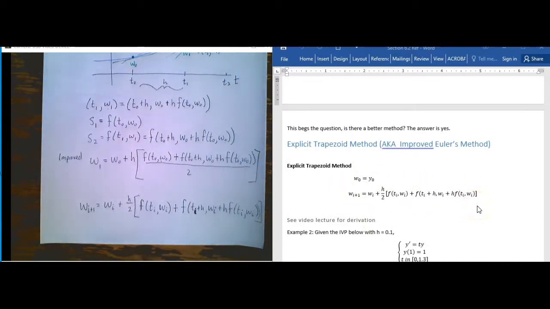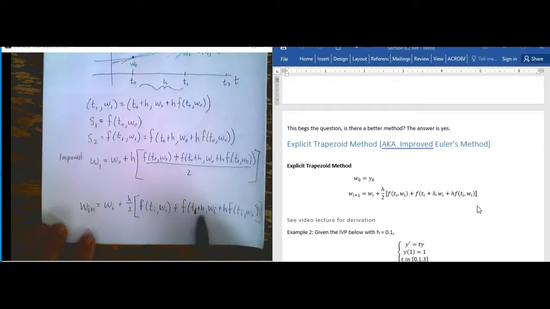So a little more complicated when we introduce that average slope there, but nothing the computer can't handle, right? We can always just calculate this. The Ti values are known, the Wi values are known if we're looking for Wi plus 1. So this is absolutely doable. It's explicit, which means it doesn't depend on any of the next terms, okay?